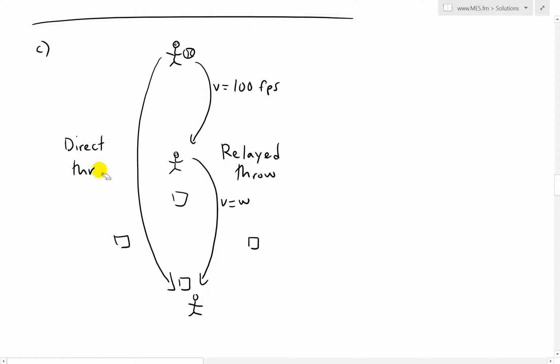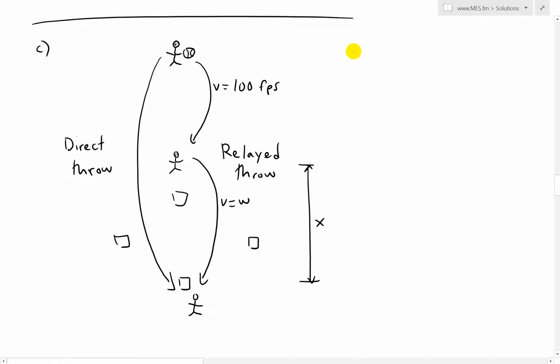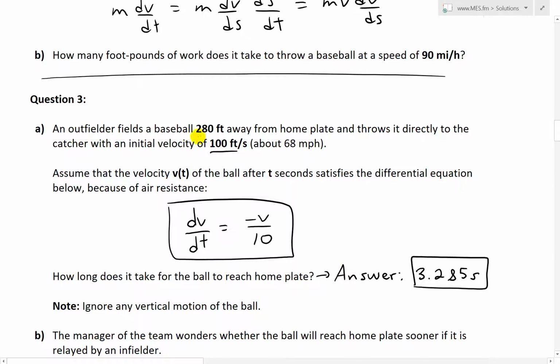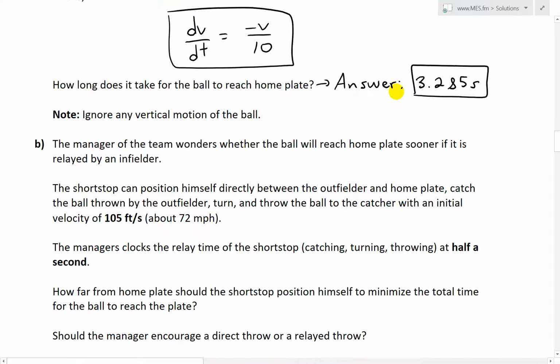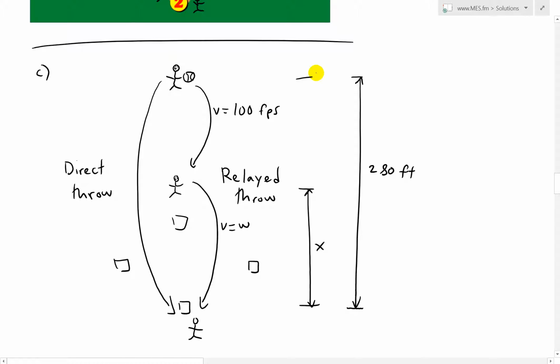Let's write this a bit neater. Again, as from part B, the total distance from here to the shortstop we will let equal x, and the total distance for the outfielder is as stated above. This is 280 feet, just a recap on part A. The outfielder fields the ball 280 feet away from home plate, and the shortstop is directly in between at x. The distance from the outfielder to the shortstop is just 280 minus x.